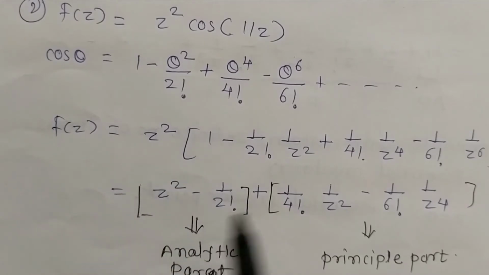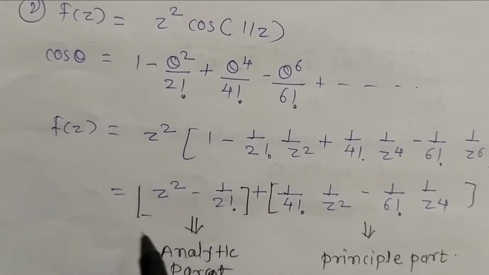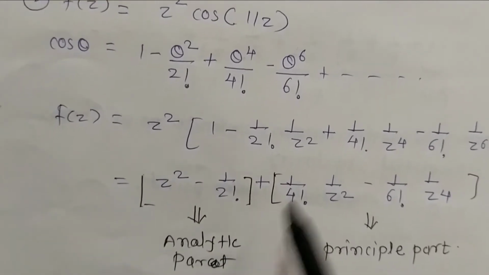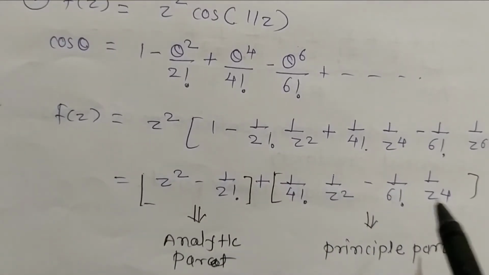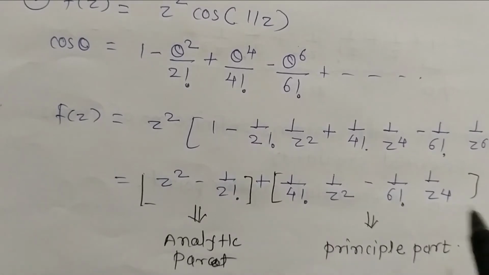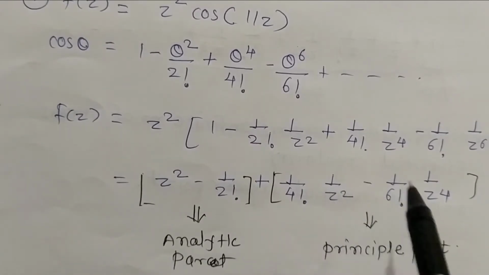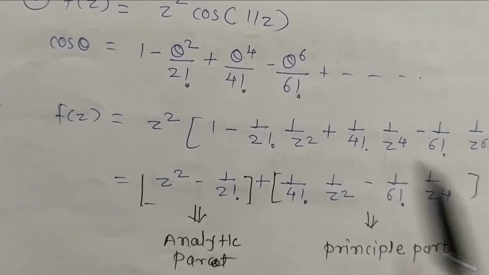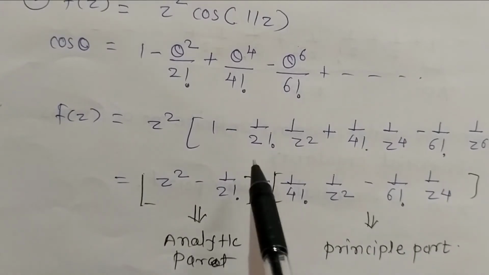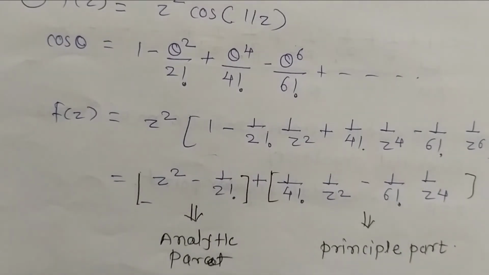So here the z terms are at a numerator, so that is the analytic part, and all the other z terms are at a denominator, 1 upon z square, 1 upon z raised to 4. So this is the principal part. This is the analytic part and this is the principal part.